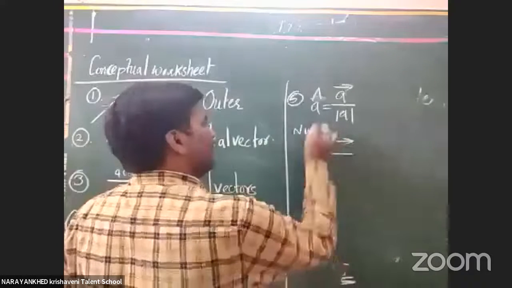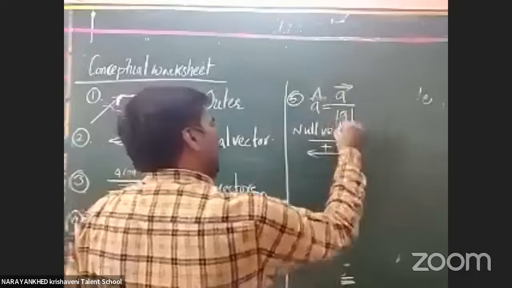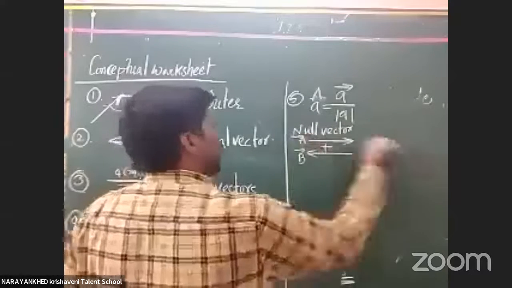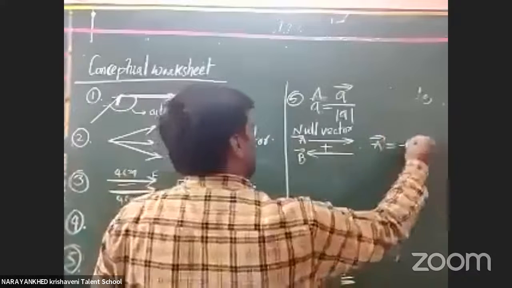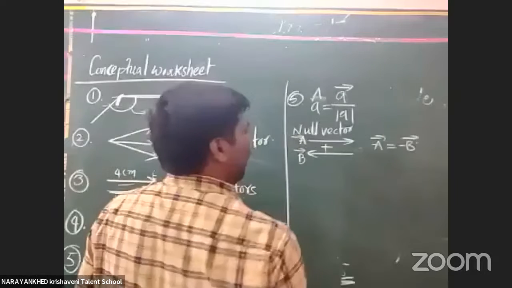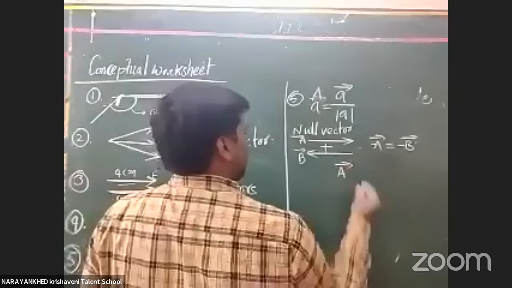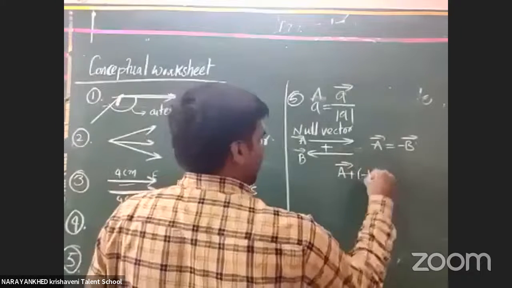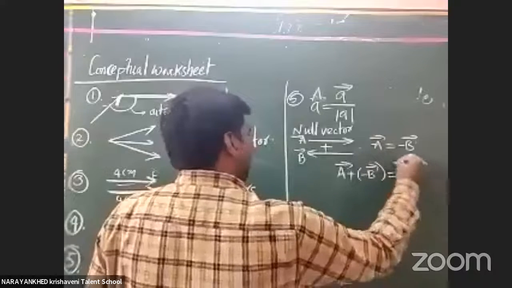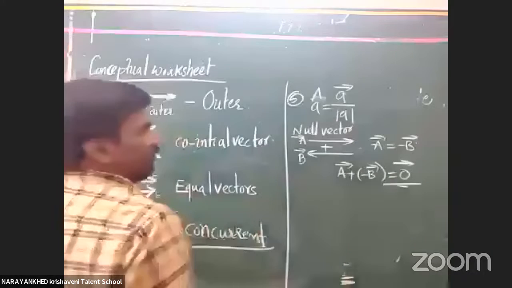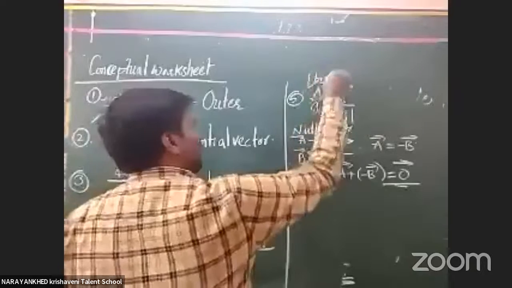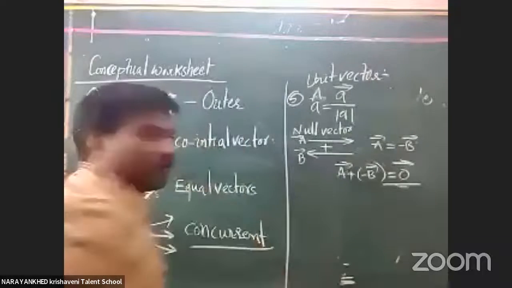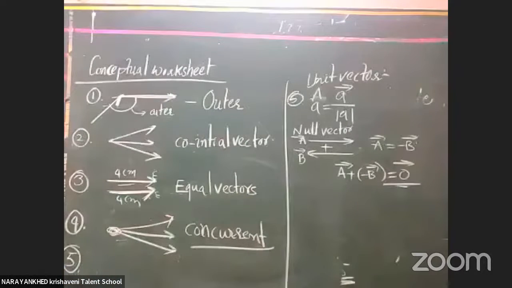Adding these two vectors, what is it called? Null vector. Means what? This is A bar, this is B bar. A bar equals minus B bar. Then when we take the resultant of these two vectors, it becomes a null vector. This fifth question is about unit vectors. Got it? Yes, these are the conceptual answers.